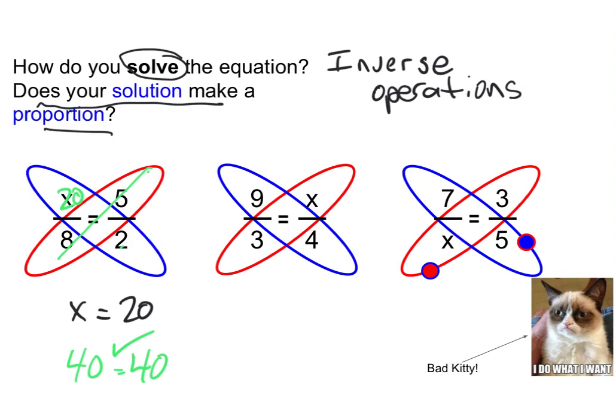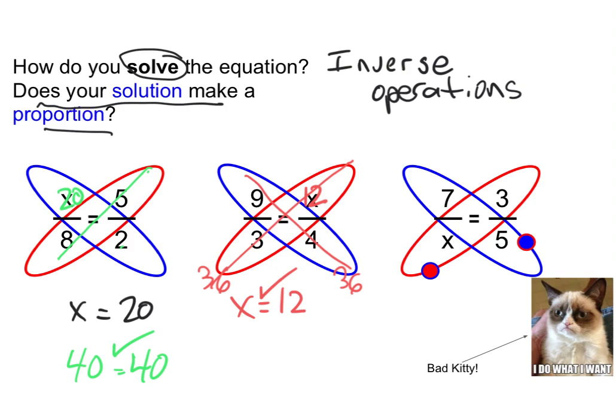So they went back and solved it again, and they said x is equal to 12. So we're going to ask, if x is 12, does this form a proportion? Does 36 equal 36? And the answer is yes. So our solution, the answer that makes this proportion true, is 12, and it checks out.